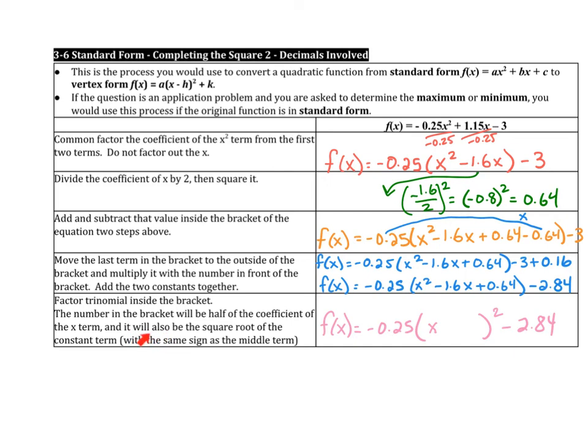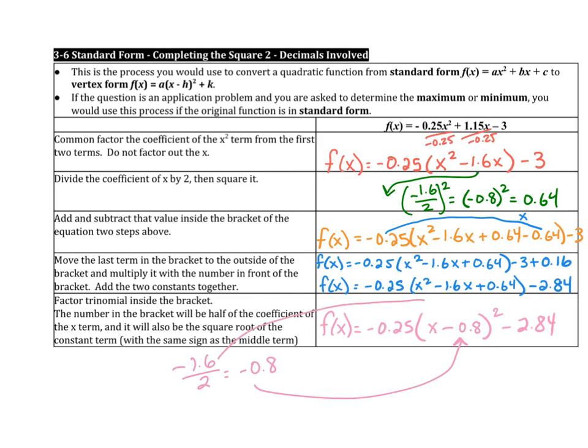The other thing that you can do is you can take the square root of the constant term. So if you take the square root of 0.64, you get 0.8, and then you have to have the same sign as the middle term, which is this. So you take this sign and the square root of that number, and that's the same as this sign and half of this number. It's the same either way. So probably the easiest is to just take this middle number, the coefficient of x, and just divide it by 2. So negative 1.6 divided by 2 is negative 0.8, and that's what goes in the bracket.